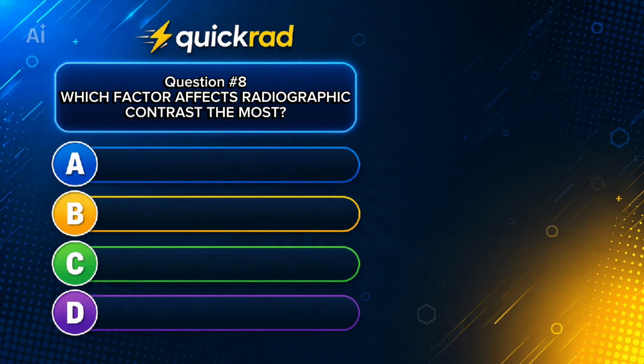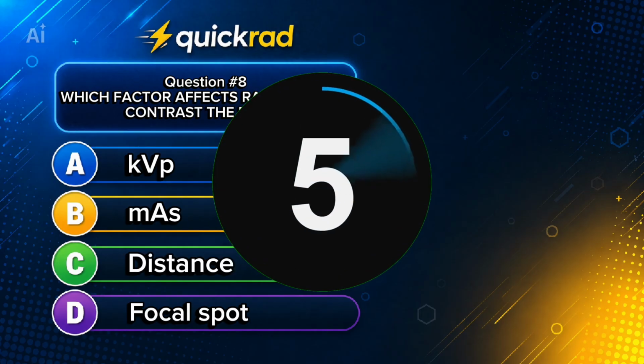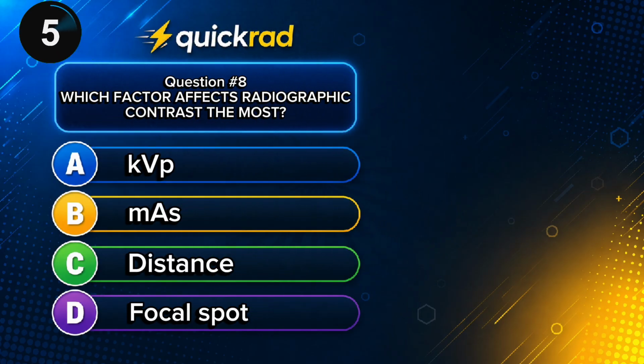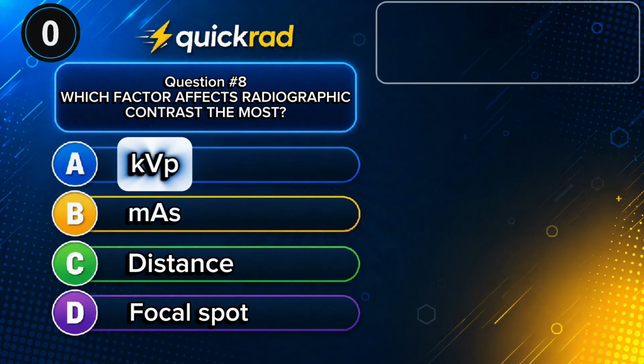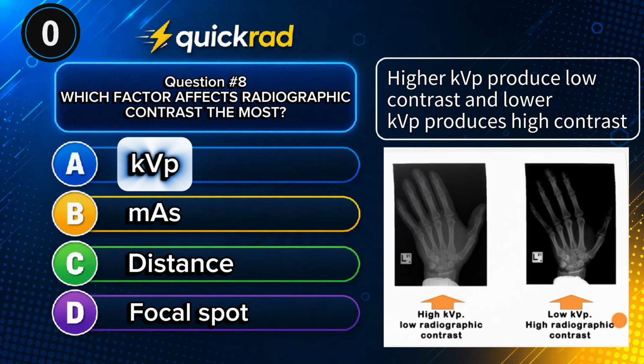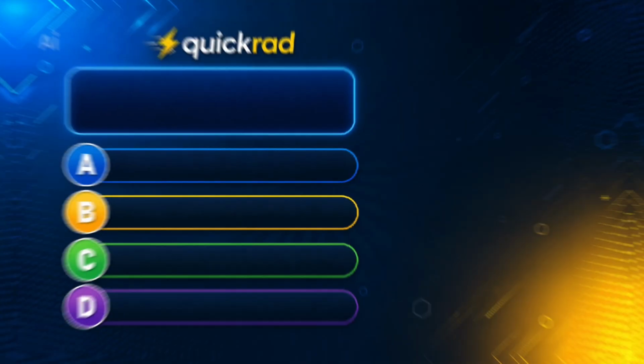Question 8. Which factor affects geometric contrast the most? Correct answer, A. kVp. Higher kVp produces lower contrast and vice versa.